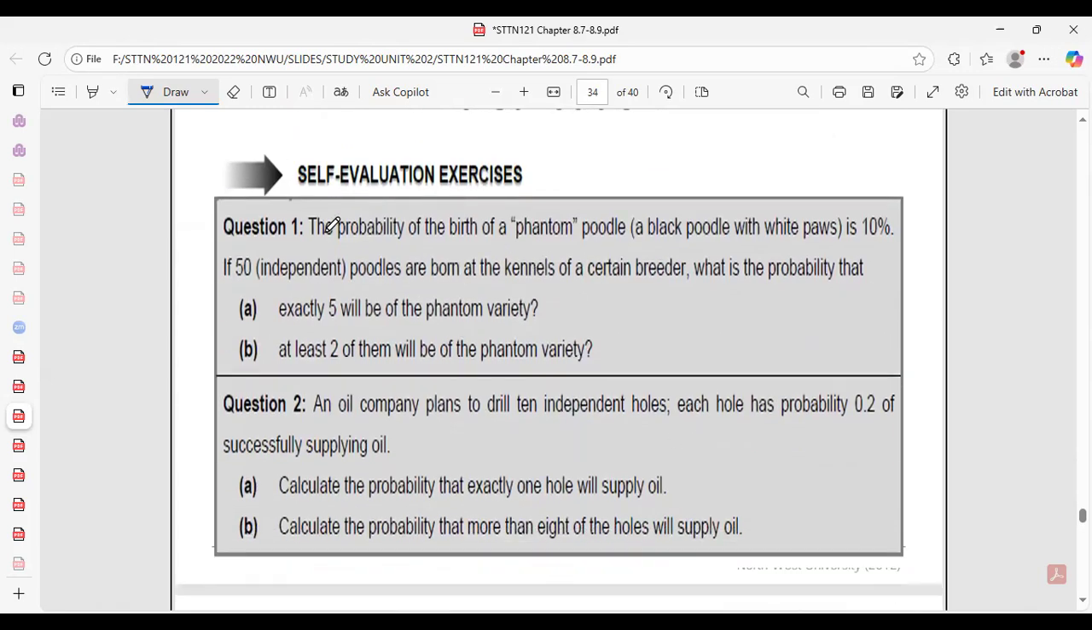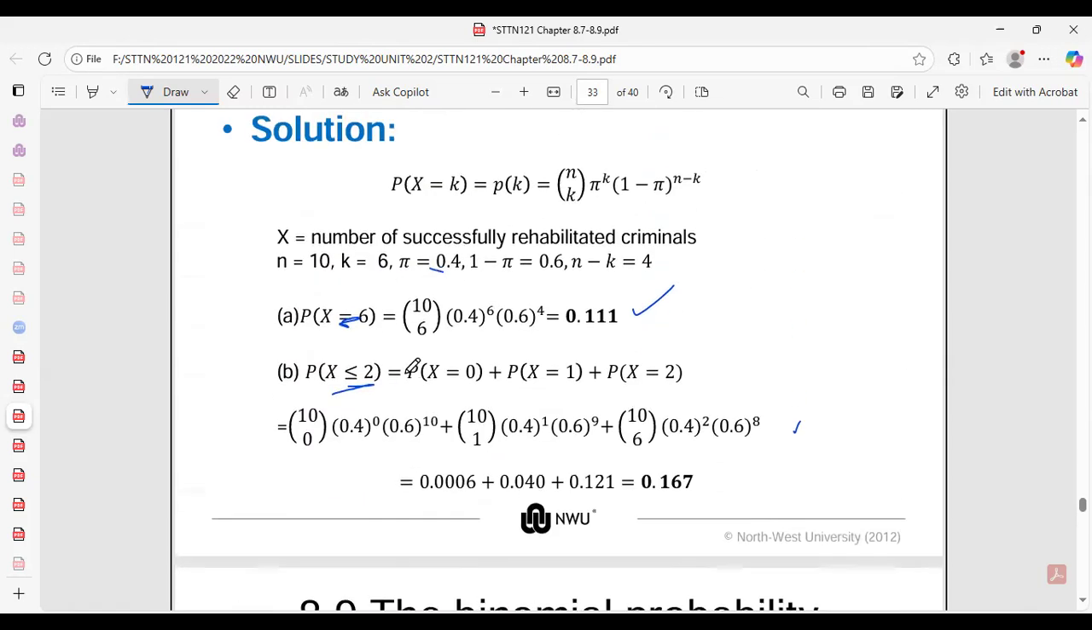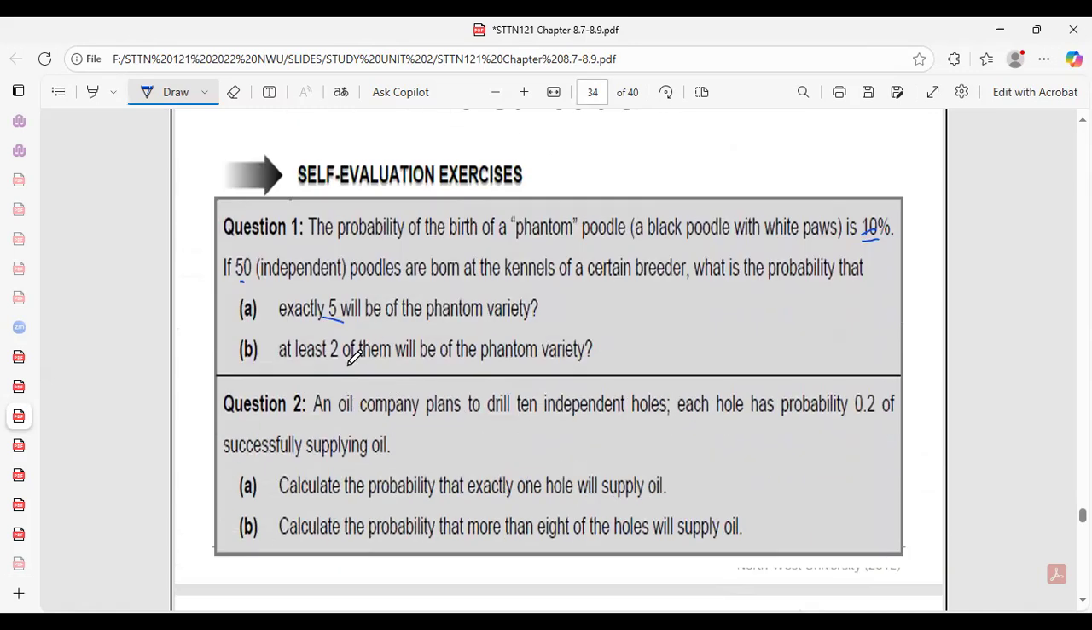The question will be something like this, where they will say, you can see this 10% is the one I said is pi, or the population proportion. And then n will be 50. And then they say exactly 5. So the probability where x is equal to 5. You will use this formula, and then you substitute. But first, you need to write that pi is equal to this one, n is equal to this one, x is equal to this one. That way, you will be able to get options A and B correct.